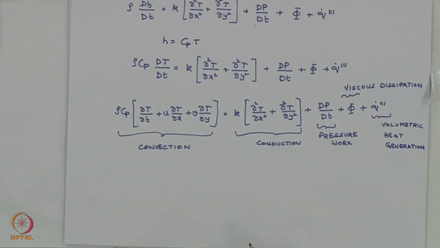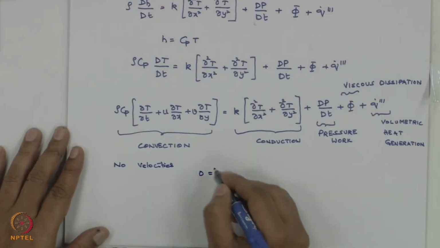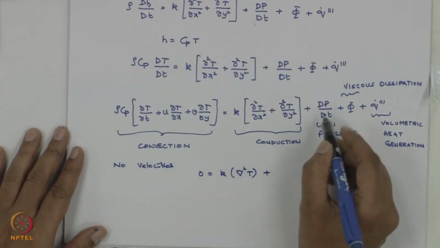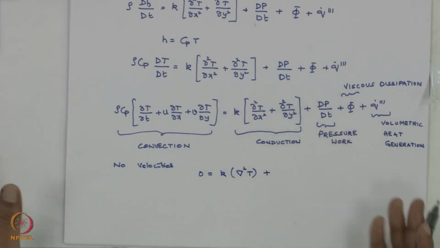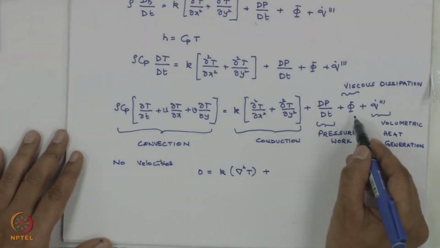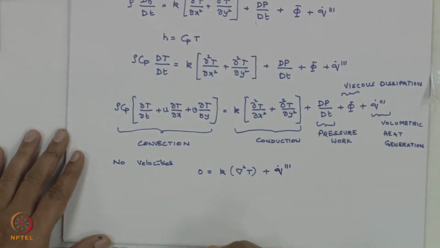Now actually, if you make the convective term 0, that is, let us say there is no velocity, what will happen? The left hand side is 0, then the right hand side will be k del squared T. What will happen to the dP by dt? There is no velocity, so that will also become 0. Viscous dissipation is 0, and if you have heat generation, it remains.